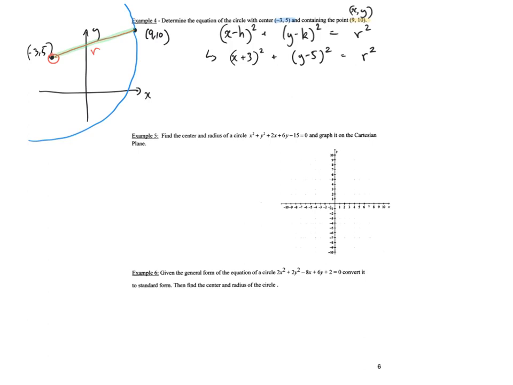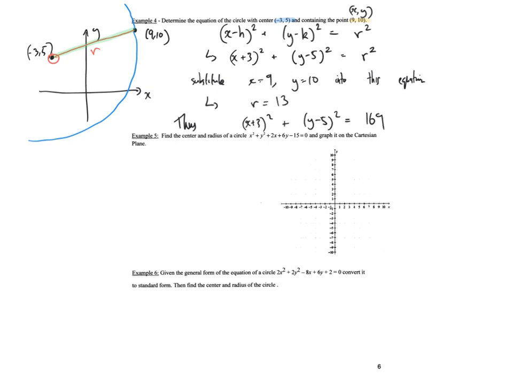So I won't show all the working here, but if we substitute x equals 9 and y equals 10 into this equation, we will get that r is 13. So thus our equation for this circle is x plus 3 all squared plus y minus 5 all squared is equal to 13 squared. That's 169.